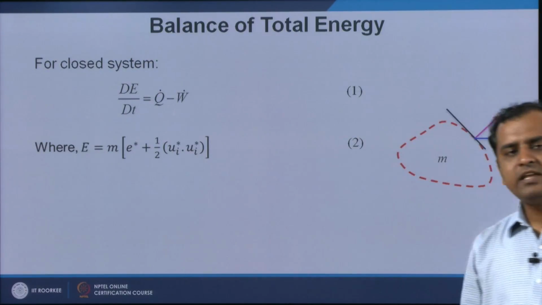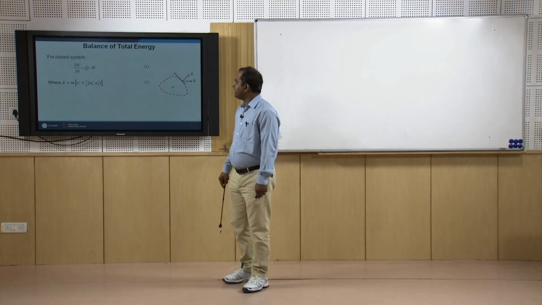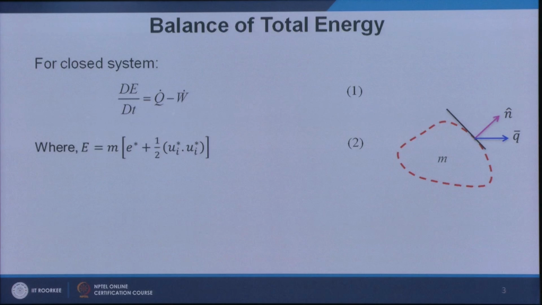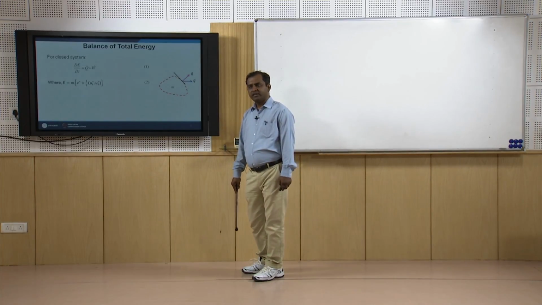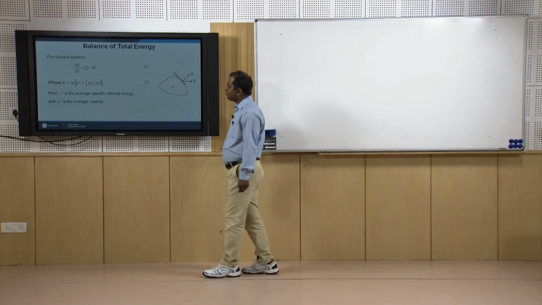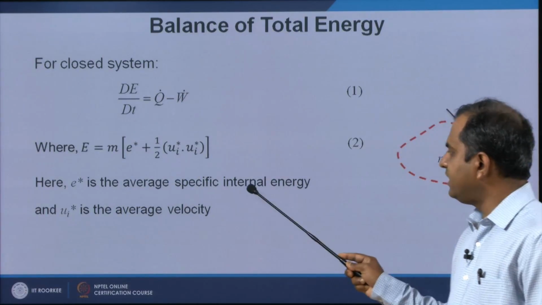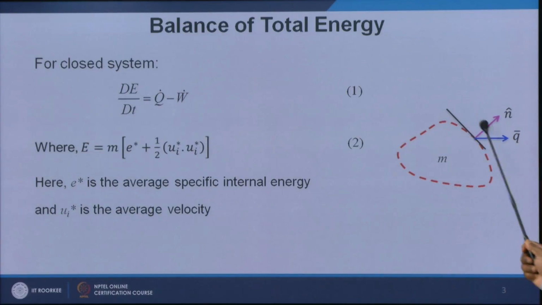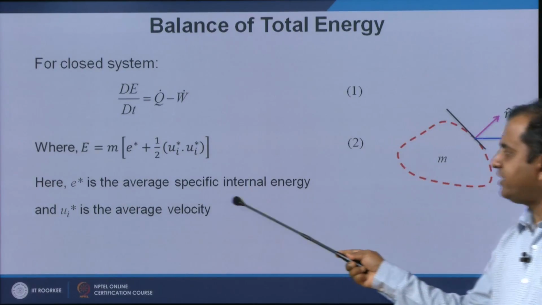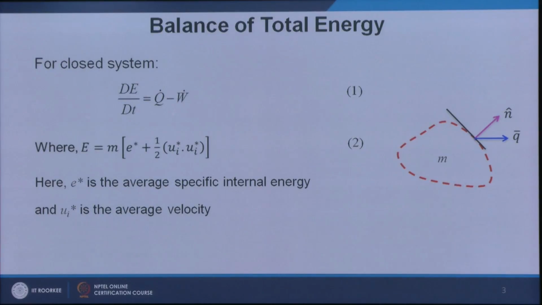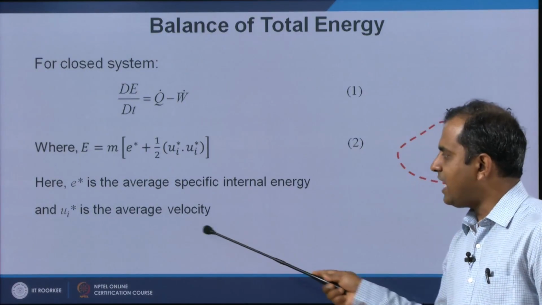This capital E will be the summation of the internal energy, small e, and the kinetic energy. Here ui is a vector. If we are talking about a 3-dimensional space, ui will have 3 different components. Here I have mentioned e as internal energy. As it is a finite volume, we have to consider the average internal energy of this system, so here I have used e star. Star symbolizes the average specific internal energy. Similarly, ui star is the average velocity.